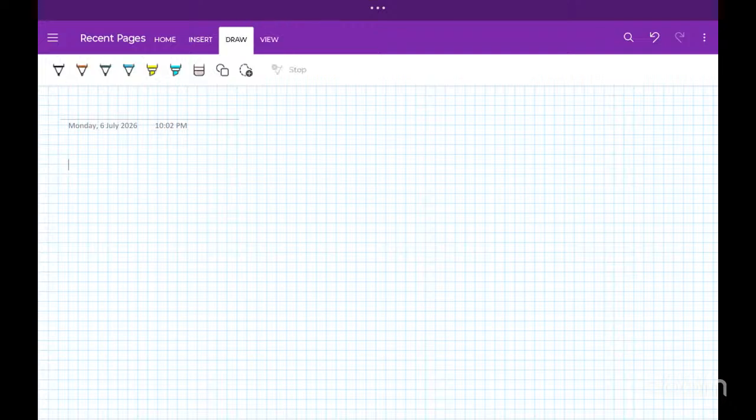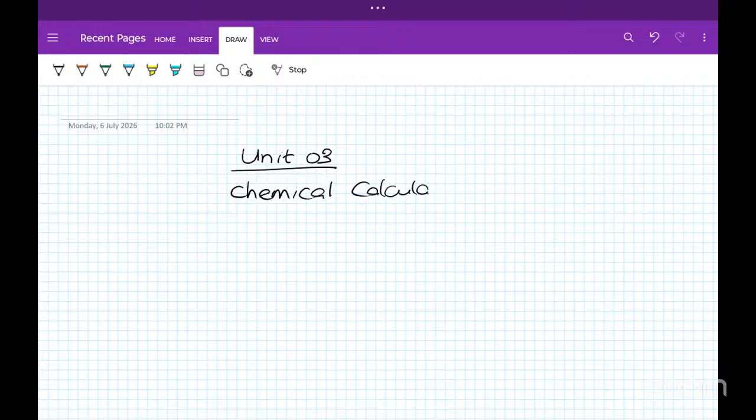So you need a separate book for this one, Putta. So write the topic: unit 3, chemical calculations. Right. So give me 1 second.